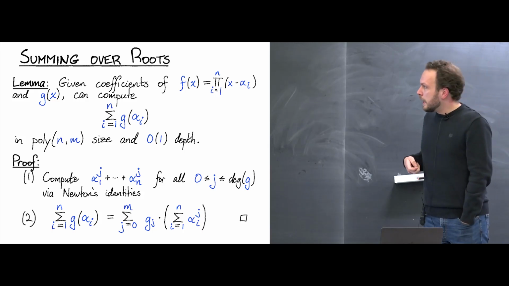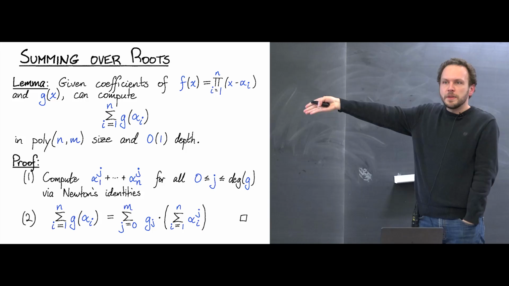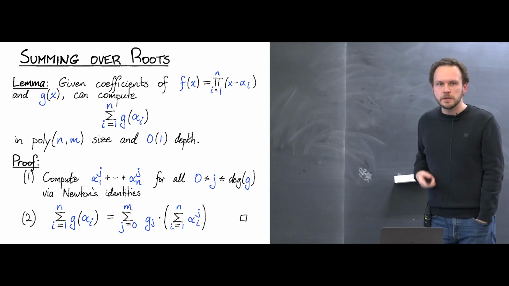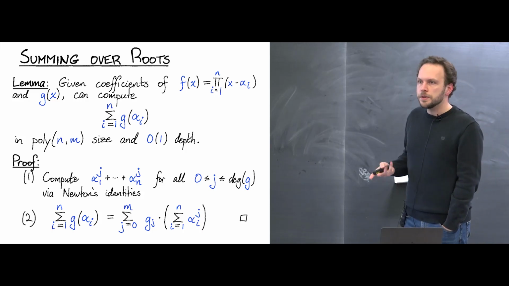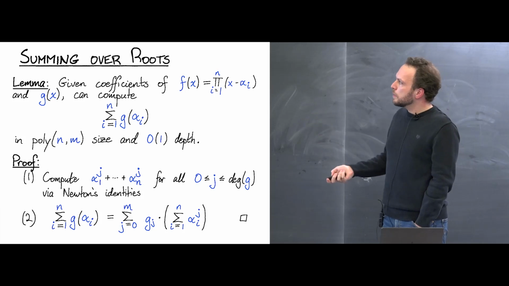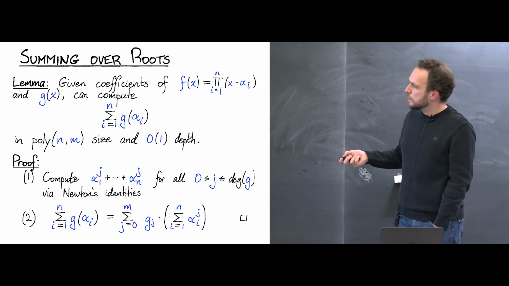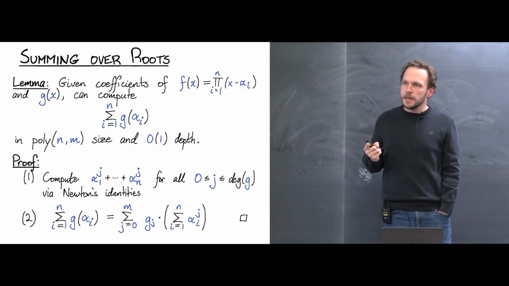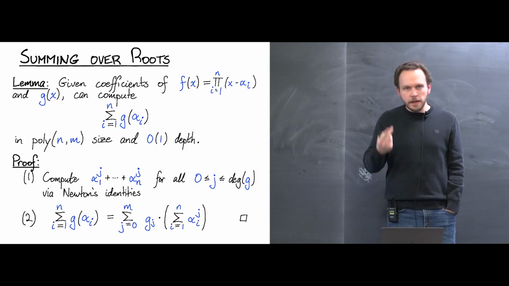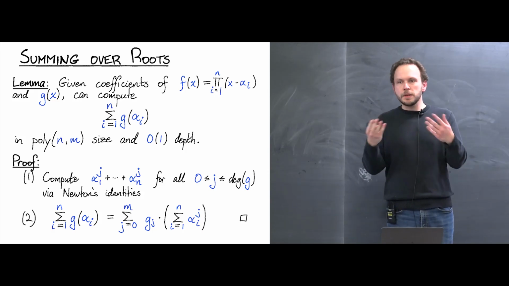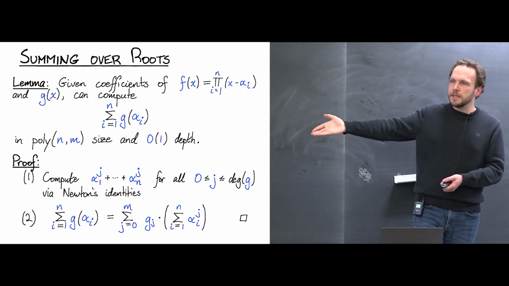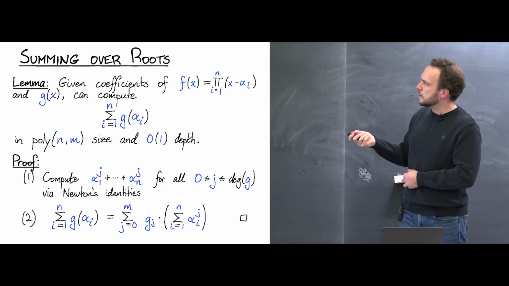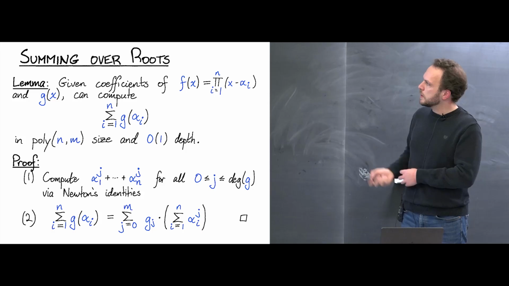So maybe by now the pattern is kind of clear. First we're going to do something with Newton's identities. We're going to move to the power sums. So you can get all the power sums in the alphas from the coefficients of f. And then what do you do? You take this sum, you open it up, and you realize, after you change the order of summation, this is an inner product between two vectors: the coefficients of g and the power sums in the alphas. We have the coefficients of g as input, and we've computed the power sums in the alphas. And now we can just implement this inner product with a few more gates and about 2 more layers of depth. So all of a sudden, we've got this strange-looking object in polynomial size and in constant depth.